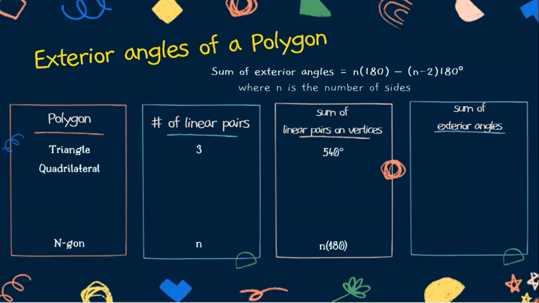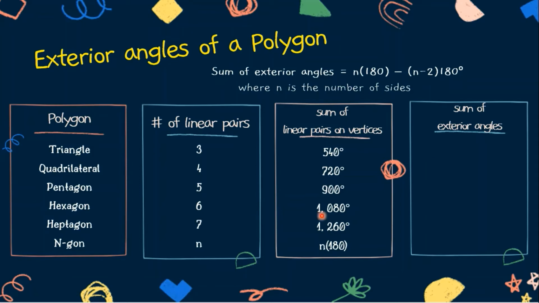Another example, quadrilateral. Linear pairs niya ay 4. Sum of linear pairs niya on vertices, 720 degrees. Pentagon, may 5 linear pairs. Ang sum of linear pairs niya ay 900 degrees. Hexagon ay merong 6 linear pairs na ang sum ay 1080 degrees. Heptagon na may 7 linear pairs ay merong sum of linear pairs on vertices na 1260 degrees.